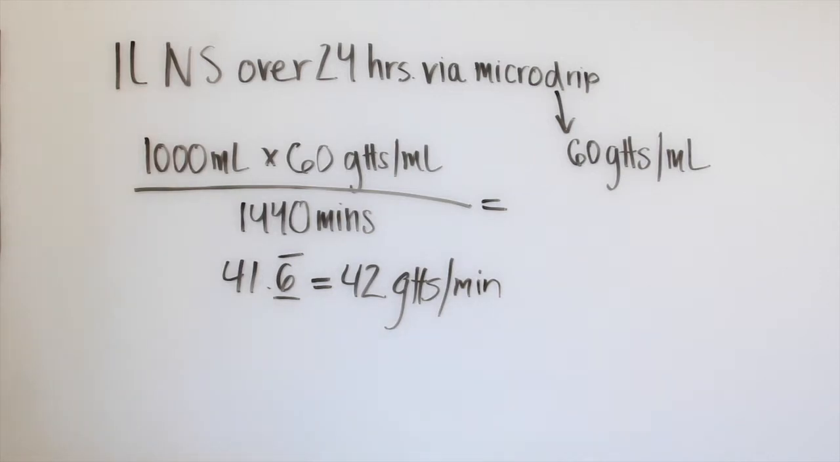So again, we're going to use our roller clamp and our drip chamber to do a rough estimate with the roller clamp, probably 12.5 drops per 15 seconds. And once you ballpark that, count to the full minute and make sure you have 42, and then you've done that.